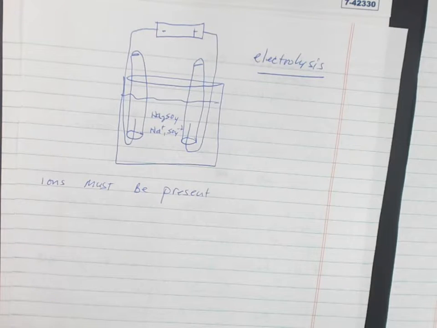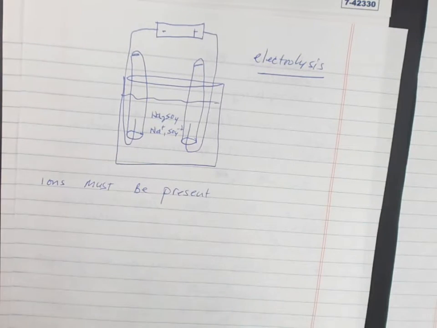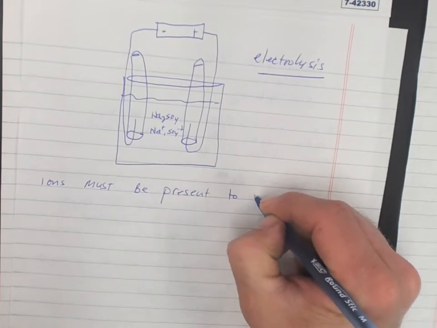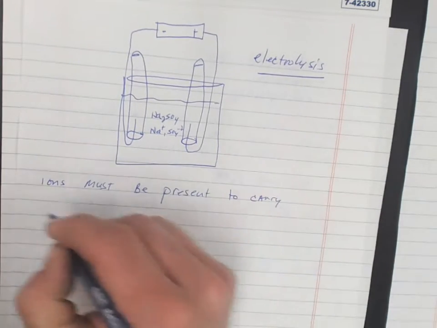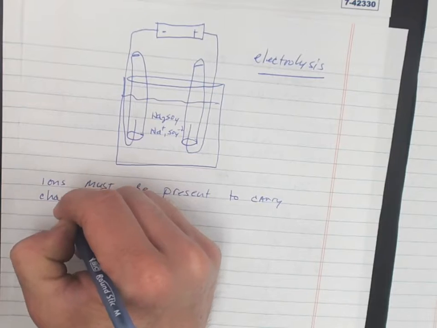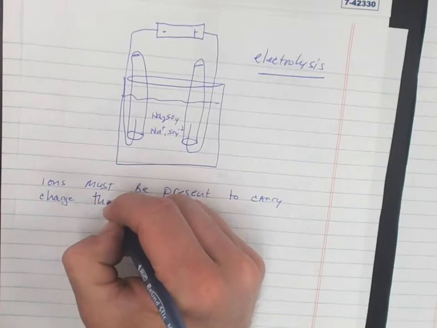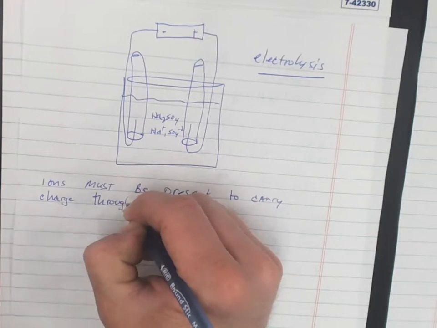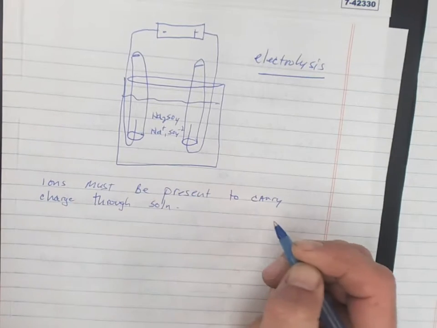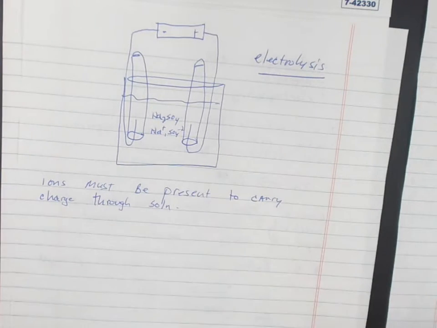Electricity cannot flow through water. Only ions carry charge through solution. So ions must be present to carry charge through solution. That's why we call them electrolytes. So what kind of water wouldn't? Because if you have water from a lake or something, that would have ions. What kind of water doesn't? Distilled water. Yep. Only distilled water essentially doesn't have ions.